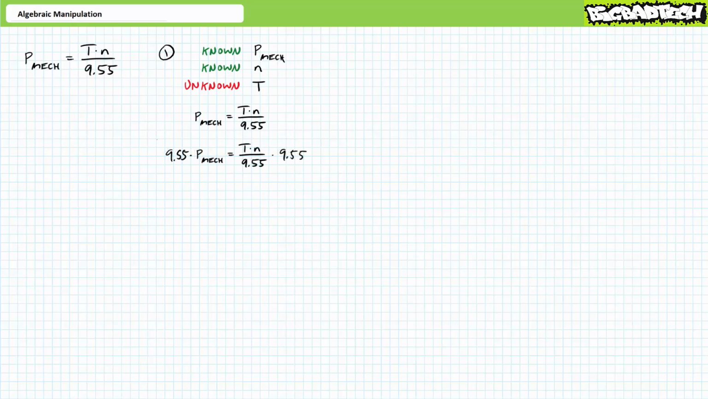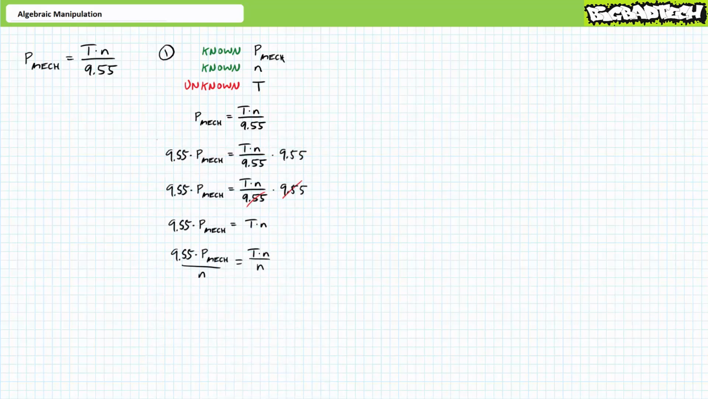Unknown property T is being multiplied by N and divided by 9.55. Multiply both sides by 9.55. 9.55 cancels out on the right. Divide both sides by N. N cancels out on the right. And we're left with T equals 9.55 times mechanical power divided by N.